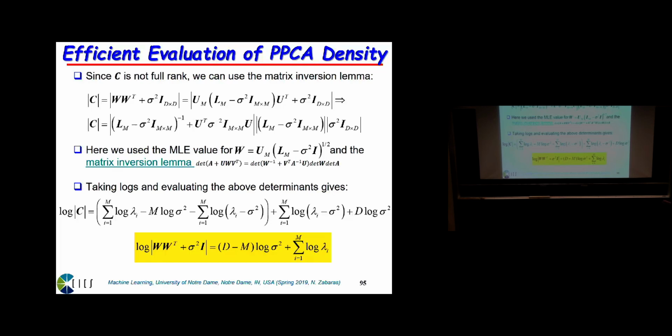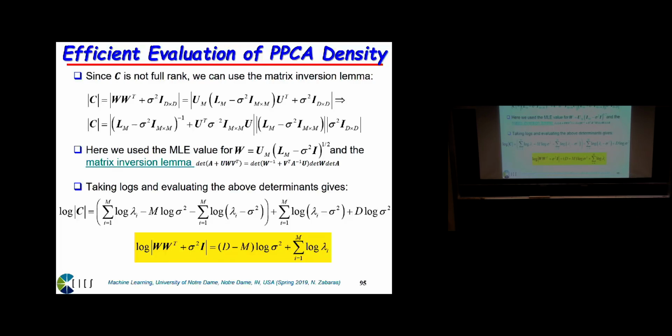This is a diagonal matrix because there is a U transpose U. So in the diagonal it has 1 over lambda I minus sigma square, plus 1 over sigma square. That gives you lambda I divided by lambda I minus sigma square. And then that term will give you this big parenthesis, plus from there, and this is your nice formula.